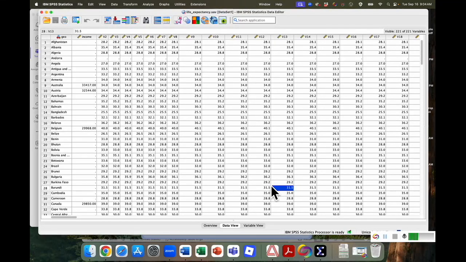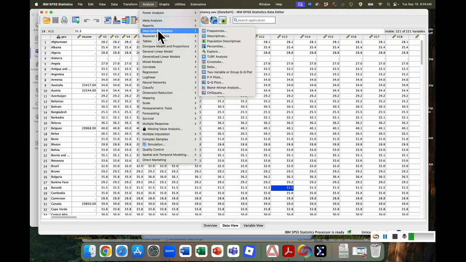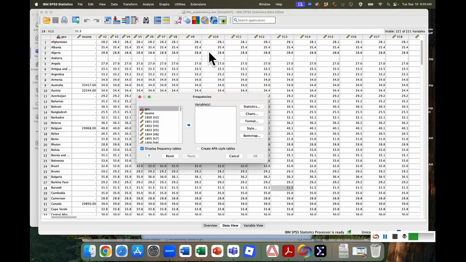In this video, I'm going to demonstrate how to find measures of central tendency as well as measures of variability using SPSS. So mean, median, and mode are our measures of central tendency. Mean is the average, median is the midpoint, mode is the most common response. In order to find mean, median, and mode, you need to go to Analyze, Descriptive, Frequencies.